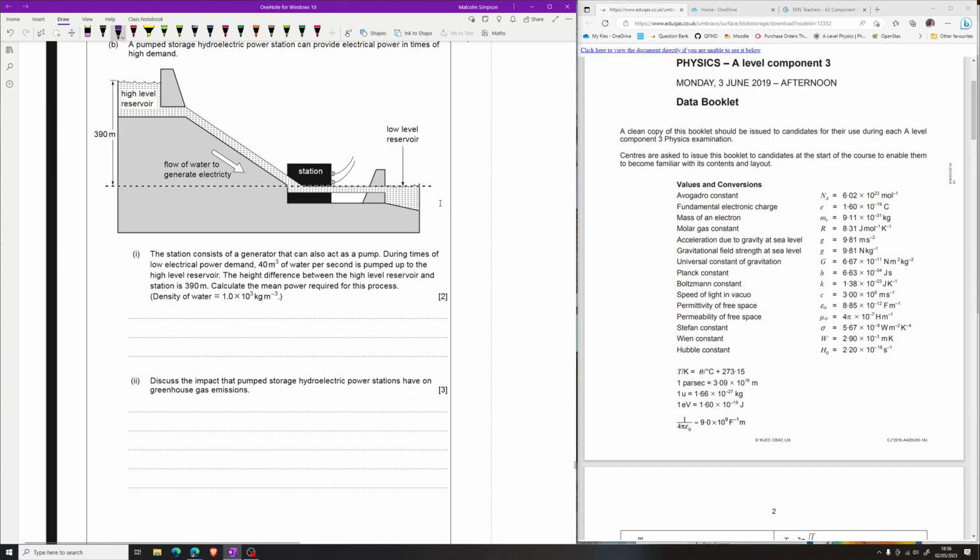Okay. Pumped storage hydroelectric. We've got a high reservoir, we've got a low reservoir, we've got a flow of water generating electricity. It's all good. Low demand, this much water is pumped up to the high level reservoir. Gives us a height difference. Calculate the mean power required for this process, and we're given the density of water is 10 to the 3 kilograms per cubic meter.